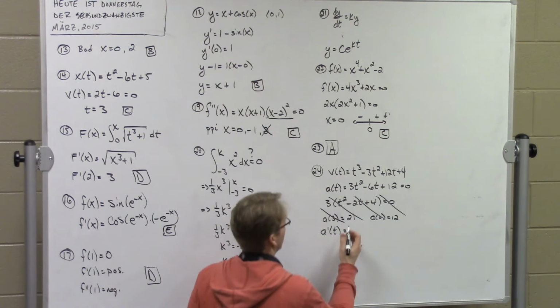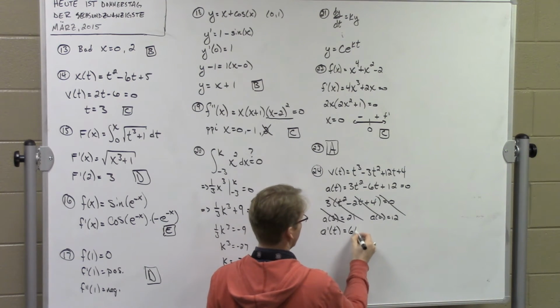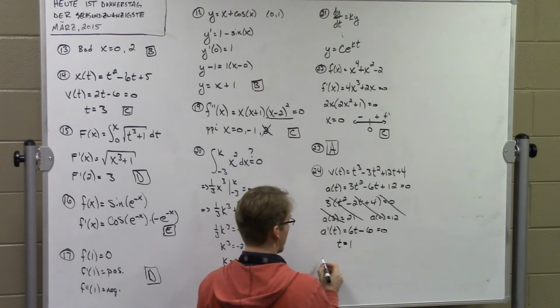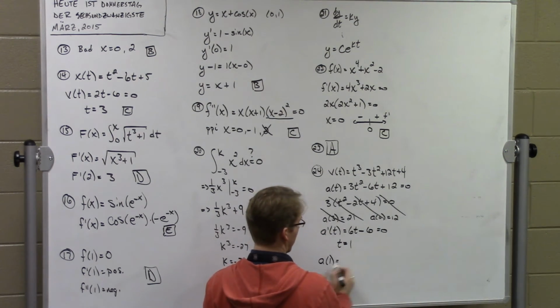A prime is 6t minus 6, so we get t equals 1. And now we'll take 1 and plug it back into the acceleration.